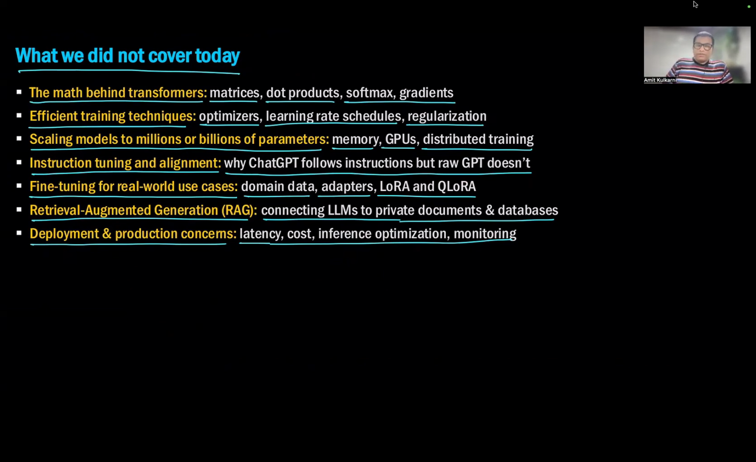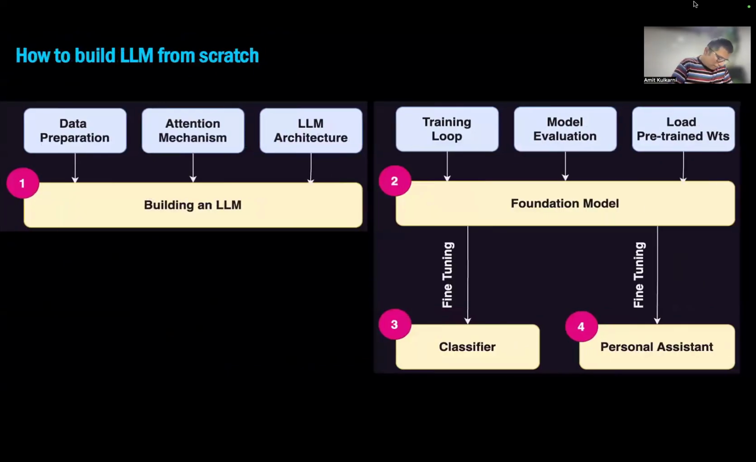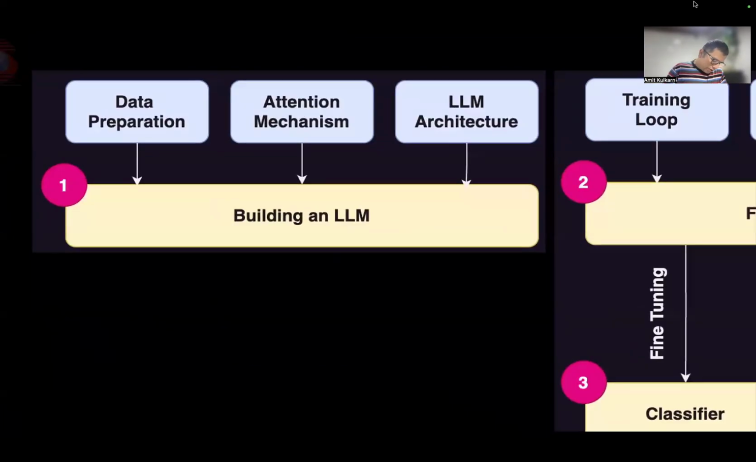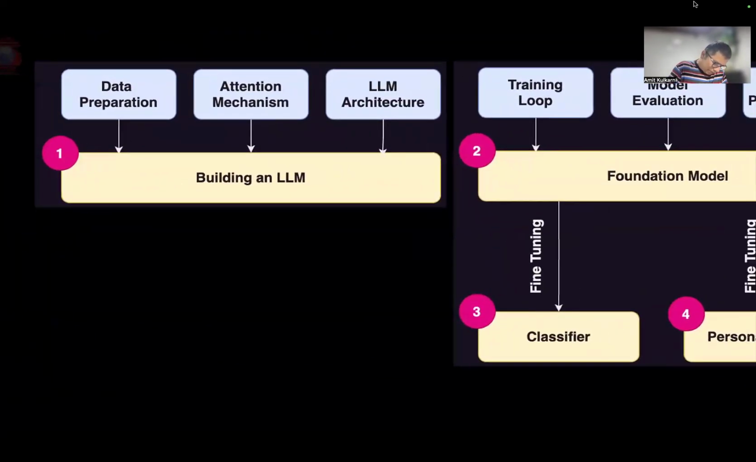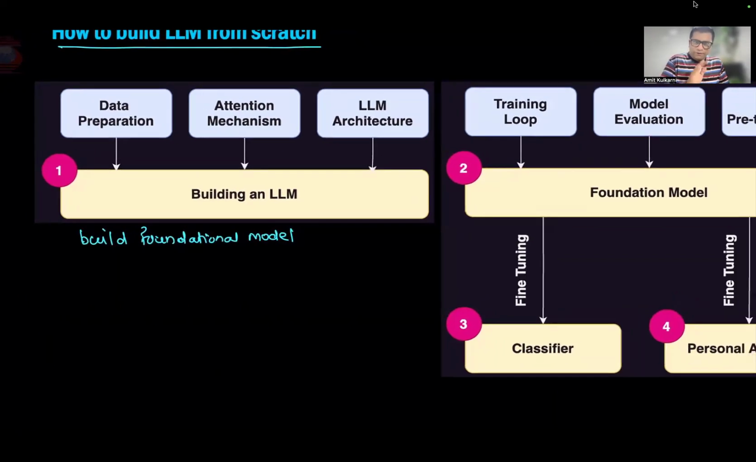So basically, what are we going to do now? What exactly is this course for? This course is for building an LLM from scratch. And this is how we are going to split it into 4 different phases. Phase number 1 is where we are going to build the foundational model. This is the first step: build a foundational model.